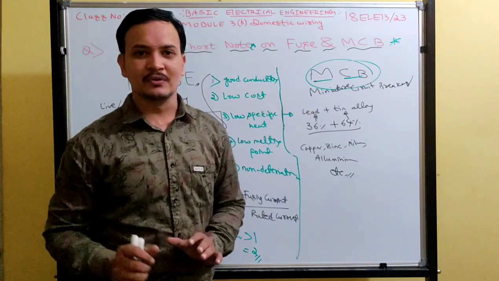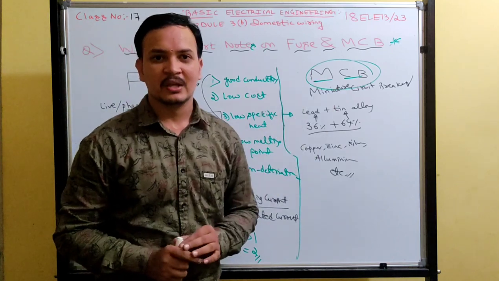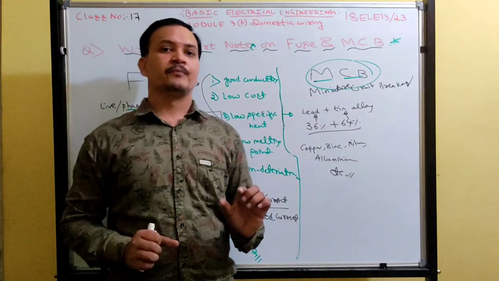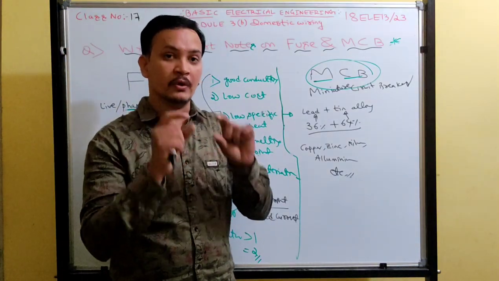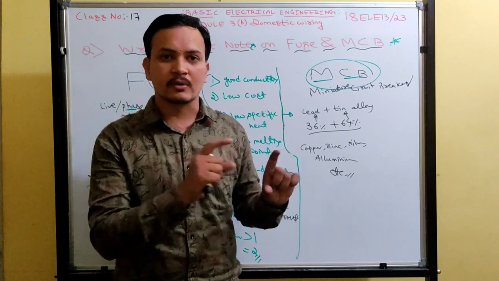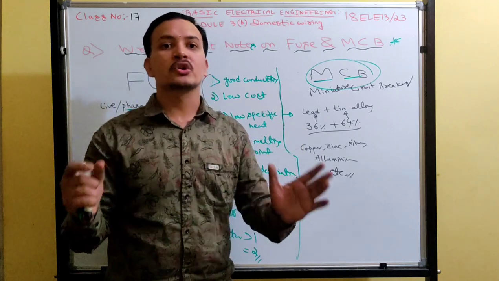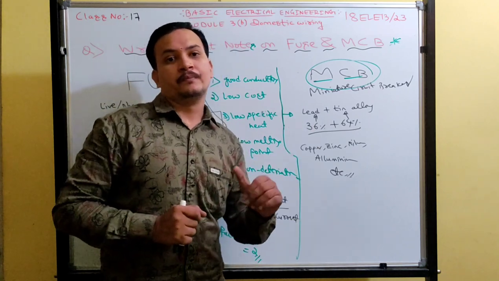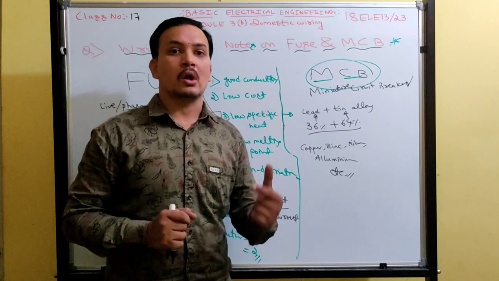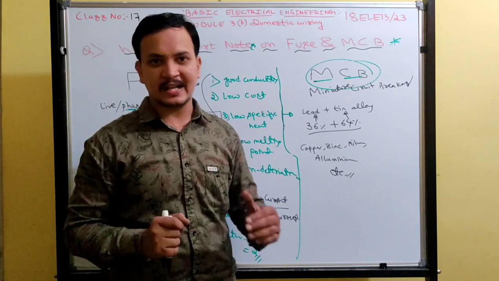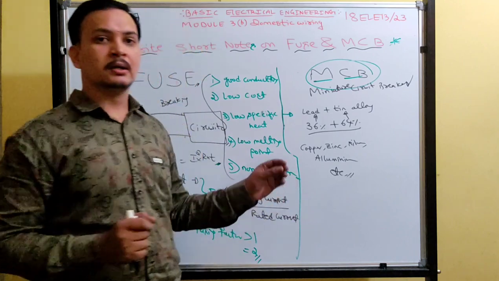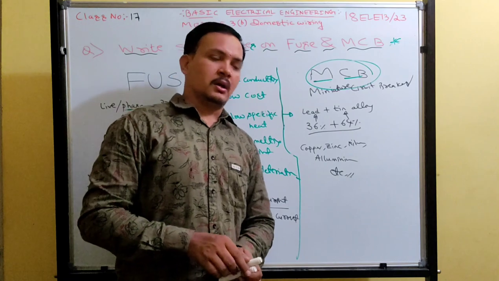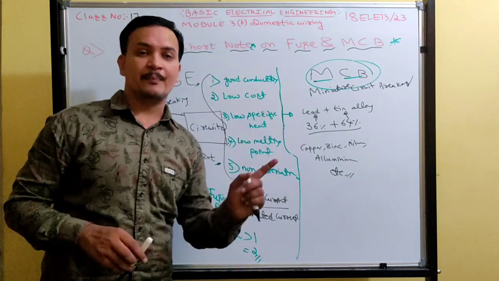In modern practice, we are using MCB instead of fuse. So we are not using fuse nowadays. The reason is that to implement the fuse in the metal board section, it occupies more space and looks cumbersome, and the installation is also not so easy. It takes more time if you place the fuse. However, the cost of a fuse is very less compared to MCB.